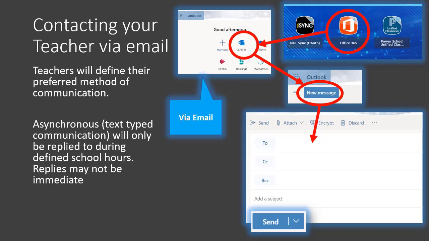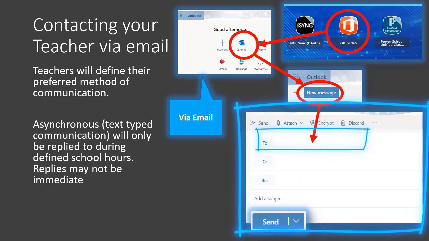Another possible form of communication is via email. First, access Classlink via the Edge browser. Next, click on the Office 365 icon. From there, locate and click on the Outlook icon. Clicking on the icon will open your email. Click on New Message button in the upper left corner of Outlook. A new email will open.